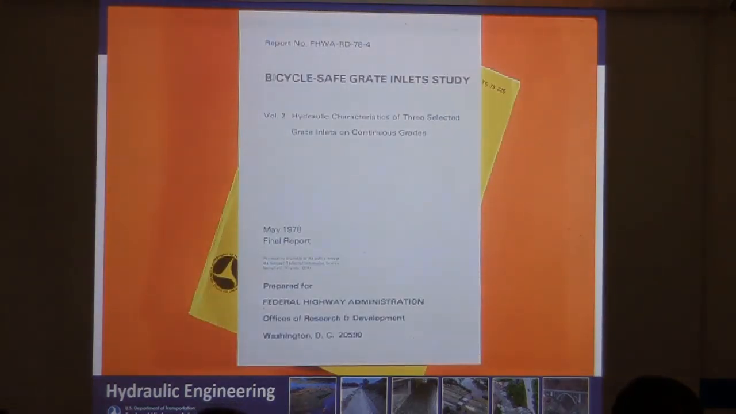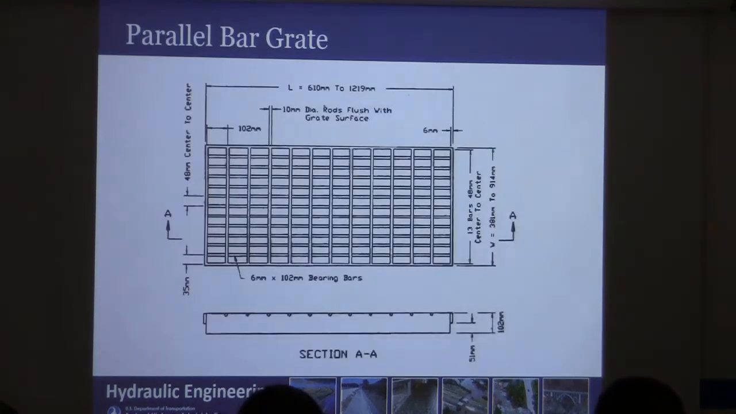So in 1977, FHWA contracted with the Bureau of Reclamation in Denver to do a bicycle safe grate inlet study. And that study came out in 1978. Kind of hard to read that, but all of our grate analyses, or most of them, were based on this study from 78.